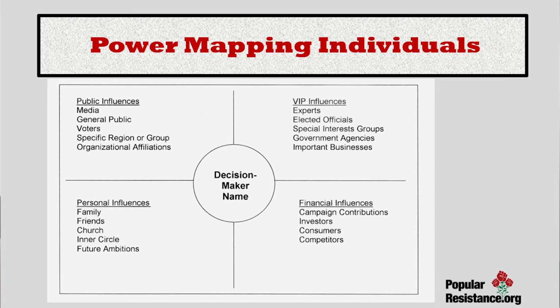second power mapping. Once you've chosen some folks that you want to focus on, you want to look at these things. What do they care about? Who actually influences them? It's broken up into public influences, the VIP influences on them, financial influences, and personal influences, and that starts to help you decide. Right now in Maryland, we're trying to move one of our members of Congress who hasn't signed on to HR 676, the Expanded and Improved Medicare for All Act.